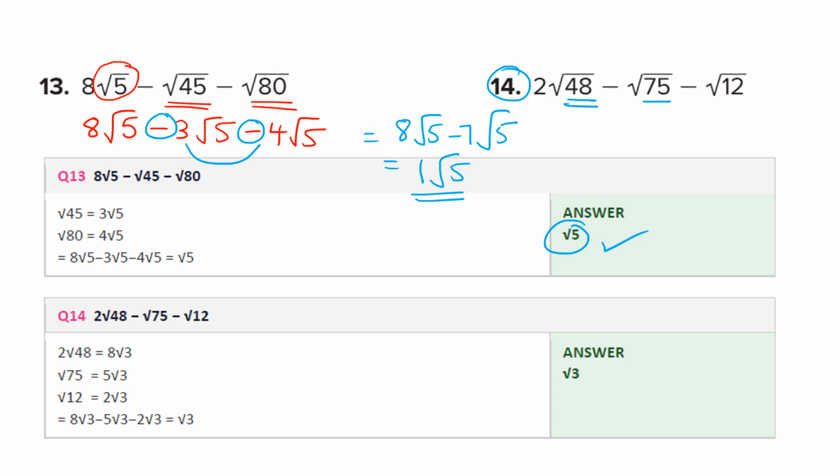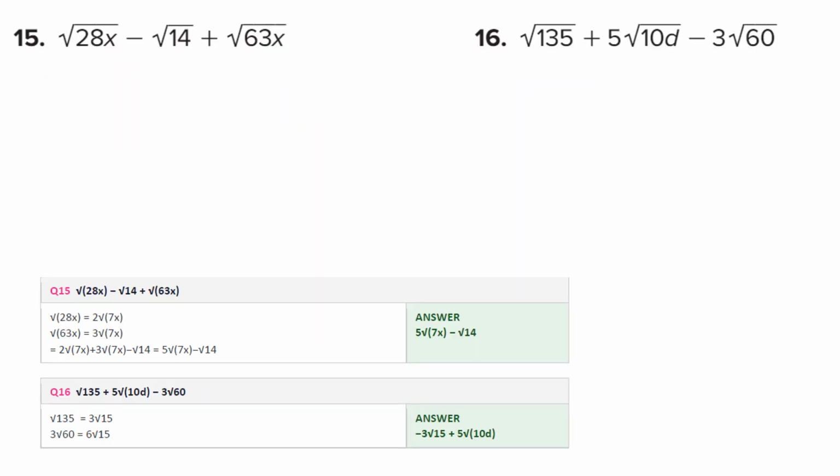48, 75 and 12. What is the common factor? What is the common radical? And yes, you are correct if you think that it is square root of 3. So you have to make sure you convert all of them to the same square root 3 and then you will check your answer. If you do all the steps properly and use your calculator carefully, you'll get your answer as square root 3 finally. Okay, so let's solve some more questions.